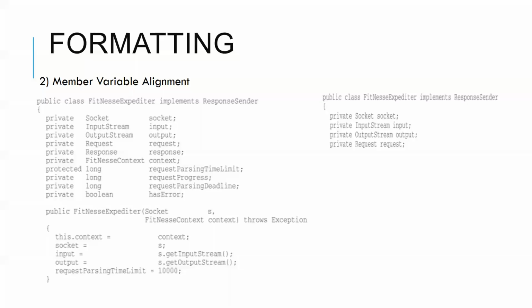Similarly, regarding member variable alignment, earlier it was a common practice to align member variables of a class as described on the left hand side of the code. But a much better way of formatting member variables is shown on the right hand side, and that should be preferred.